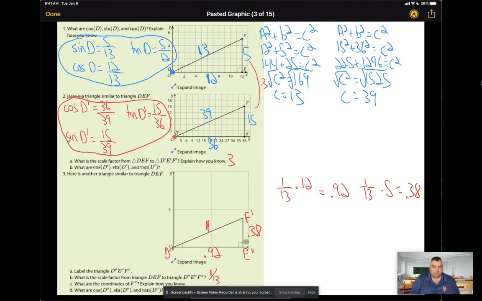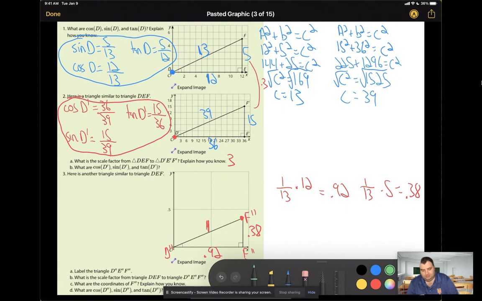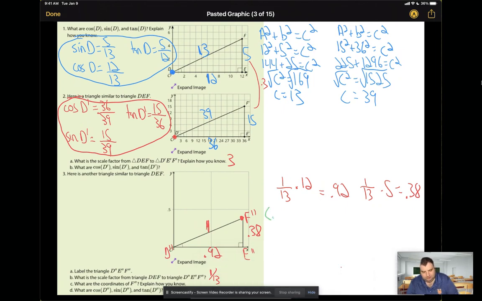What are the coordinates of f double prime? So that's this point right here. So my x value is 0.92 and my y value is 0.38. So the coordinates of f double prime are 0.92 comma 0.38. Okay, so there's your answer to C.